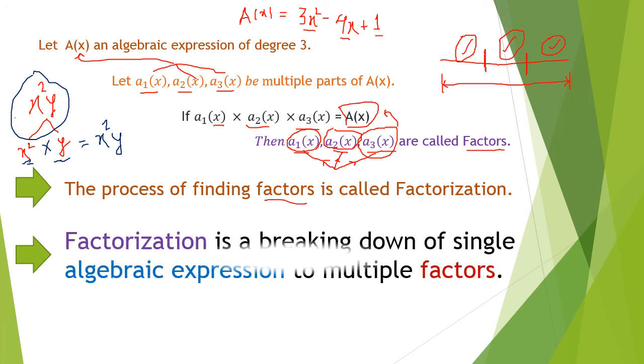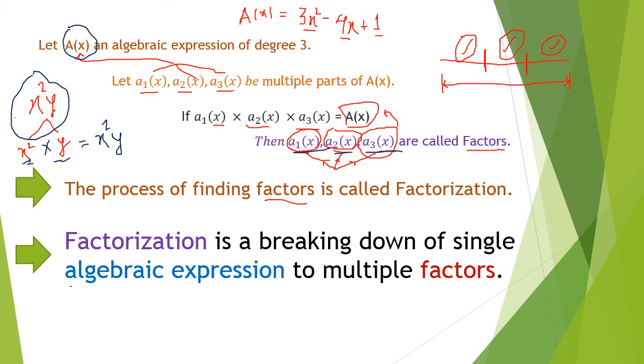Now factorization is a breaking down of a single algebraic expression into multiple factors, isn't it? It's a simple definition. Factorization is a breaking down of a single algebraic expression, that is ax, into multiple factors. You can see a1x, a2x, and a3x, they are the multiple factors. The entire process is called factorization.